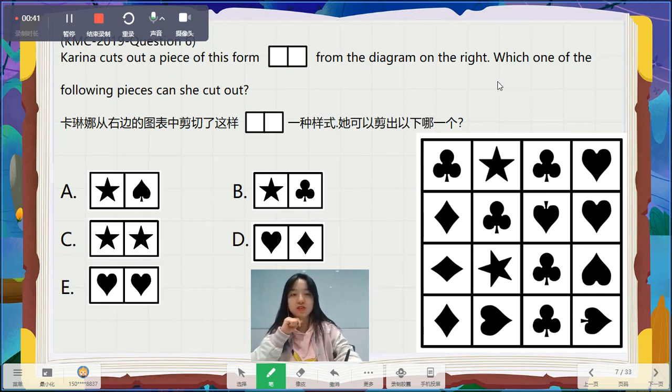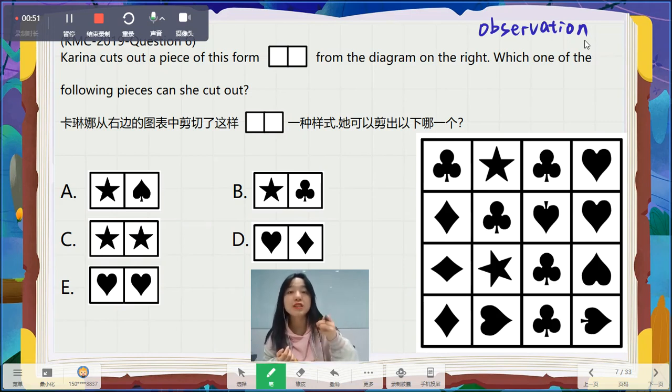In fact, this question tests our observation. But the point is, when we are studying for an exam, how can we improve the speed to complete such a question? Do you find them one by one? You can use a special shape to help you make a breakthrough. For example, A, B, C all have a star on the left, so we can explore the pattern of the star.